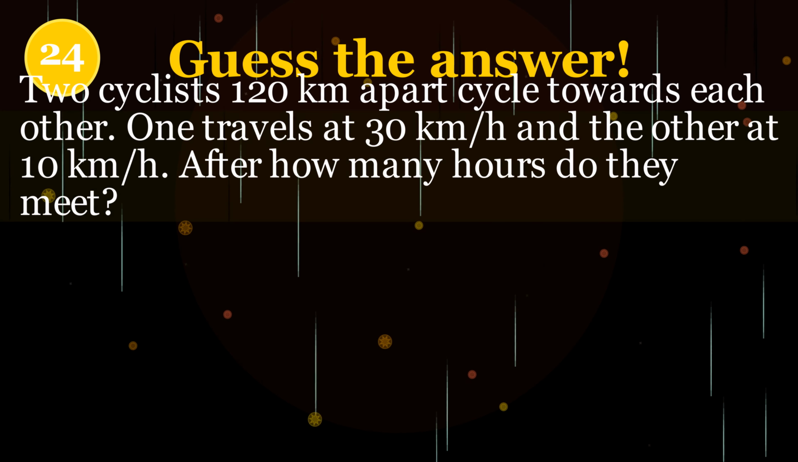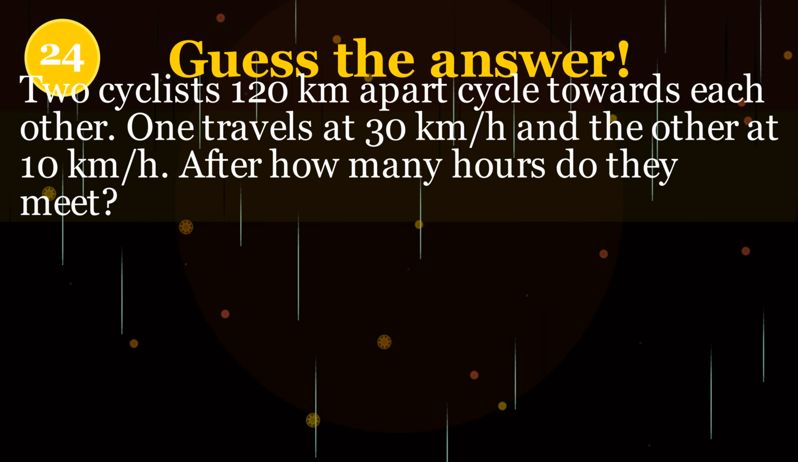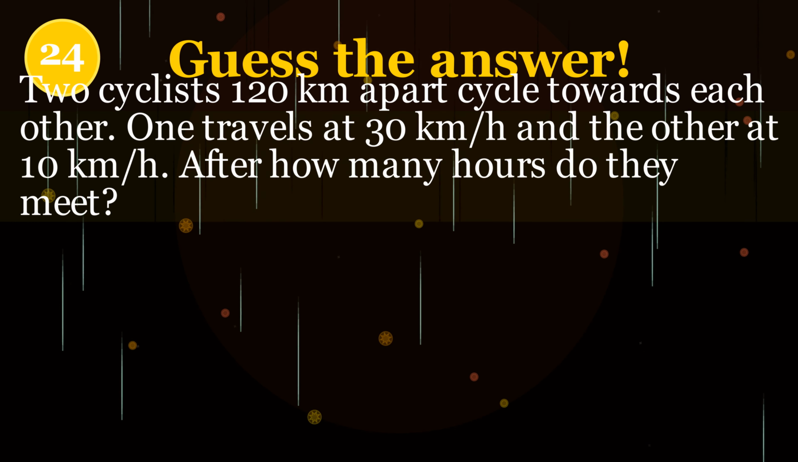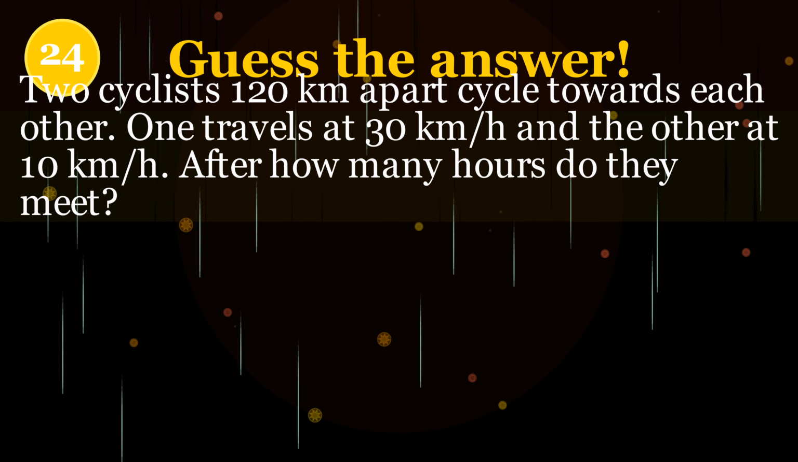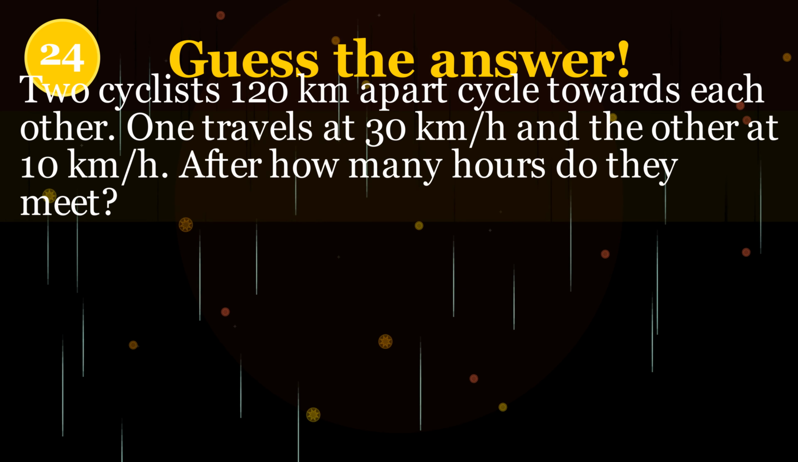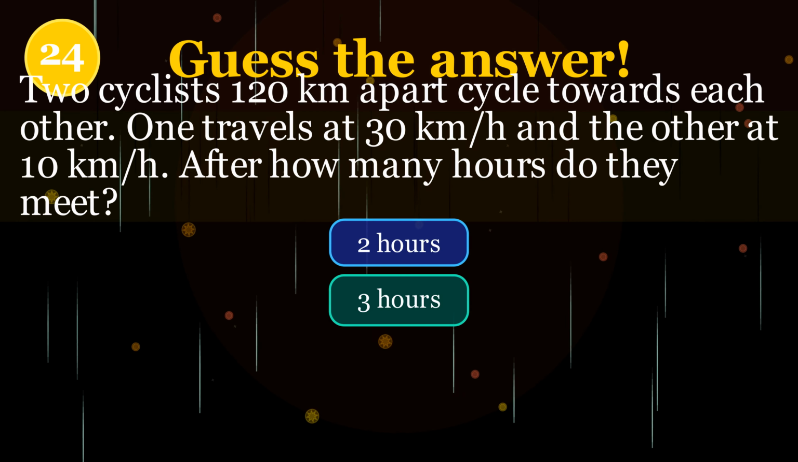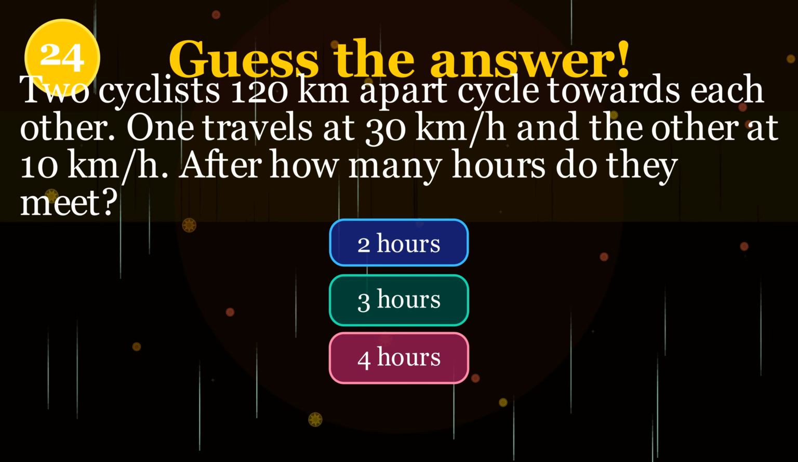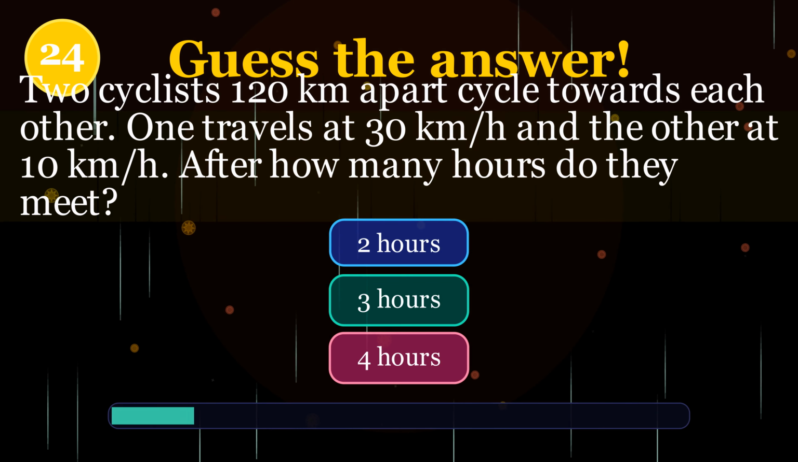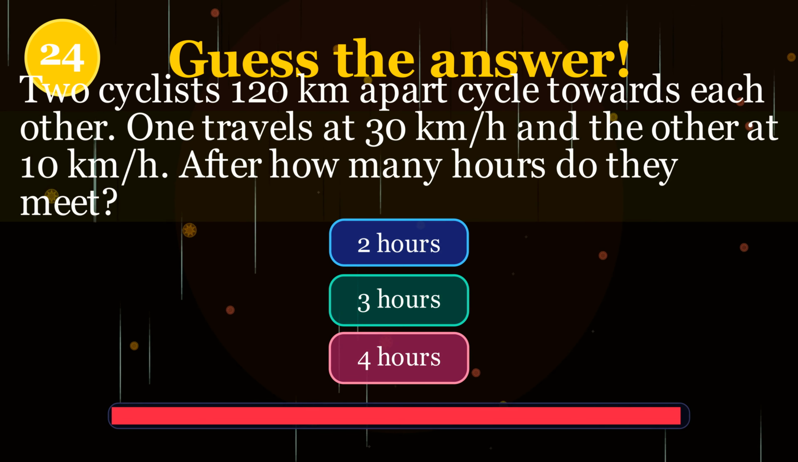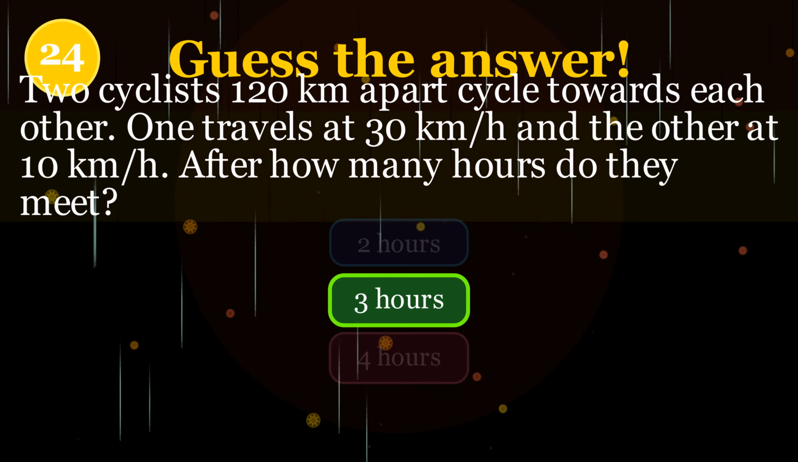Two cyclists 120 kilometers apart cycle towards each other. One travels at 30 kilometers per hour and the other at 10 kilometers per hour. After how many hours do they meet? 2 hours, 3 hours, 4 hours. The correct answer is 3 hours.